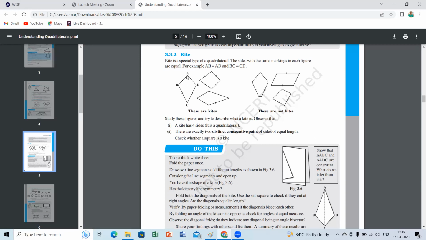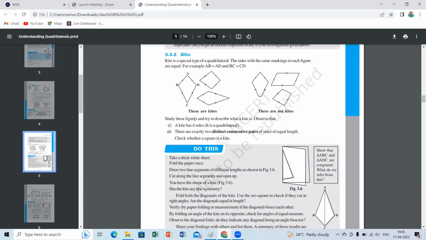I'll help you. See, if I connect AC, what happens? If I connect BD, triangle ABD and triangle BDC are not the same. If I connect the diagonal as AC, what happens if you fold and see? Triangle ABC is congruent to triangle ADC. Why? Which congruence rule can we apply here?